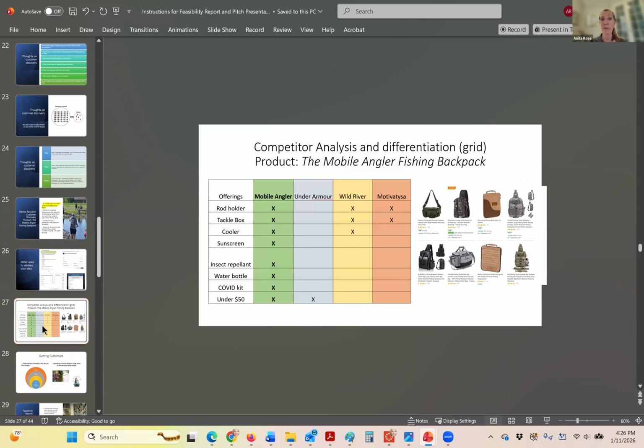Now we want to do a competitor analysis, and it's just a very simple chart. We have our mobile angler, our product, and we want to see what else is out there that can serve the same function. There is an Under Armour product, Wild River, and then there is another product. I think there's another product beyond that, which does even less. But we can see how we have serviced all these areas where our competitors do not, which gives us a competitive advantage.